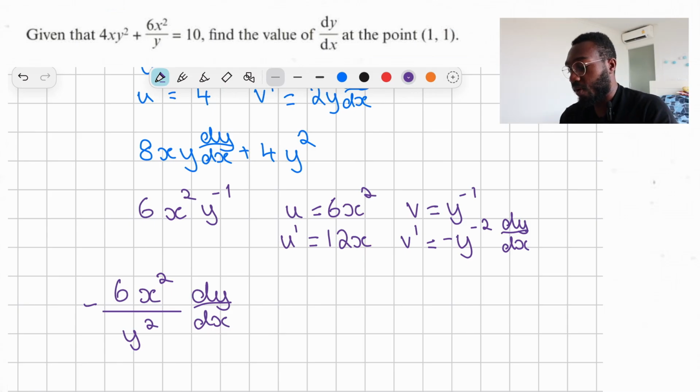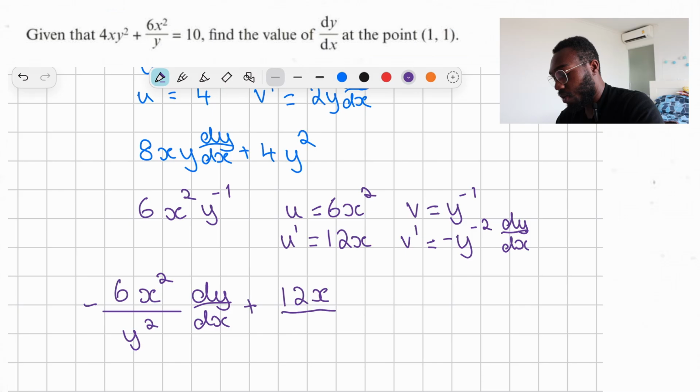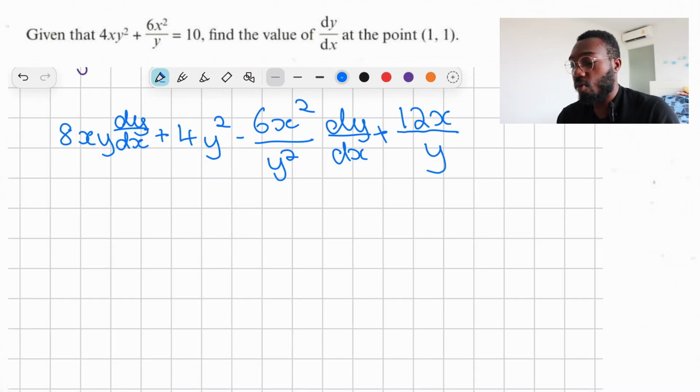And then we do the same thing. We have a u dash times v. So u dash times v, that would give me a 12x over a y. So now that we've done that, okay, we've got 8xy dy over dx plus 4y squared minus 6x squared over y squared dy over dx plus 12x over y. And now for that 10 in the question, well, if we differentiate 10, we just get a 0.